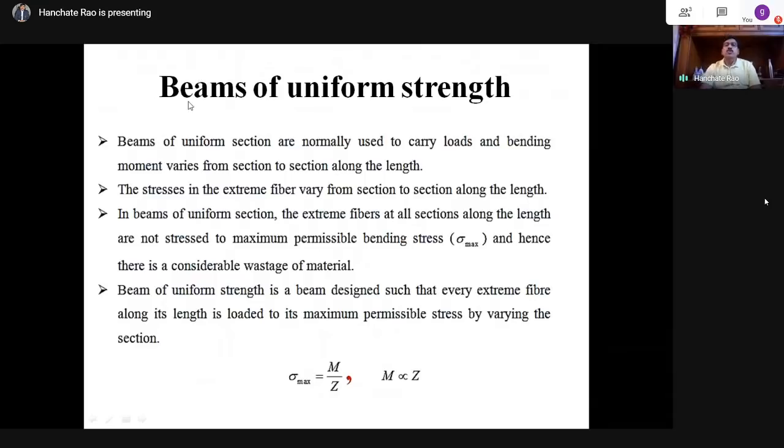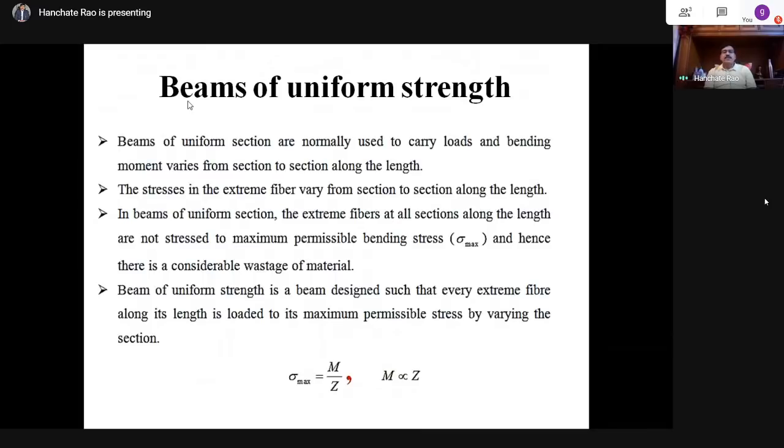So now we will come to beams of uniform strength. What does this mean? What is meant by a beam of uniform strength? Beams of uniform strength are normally used to carry loads and bending moments that vary from section to section along the length.